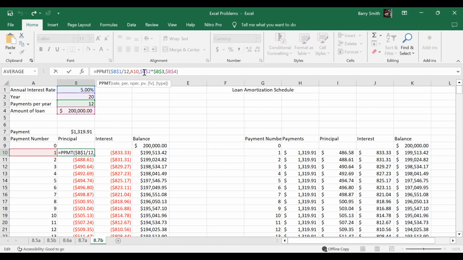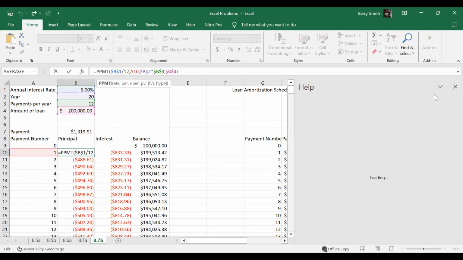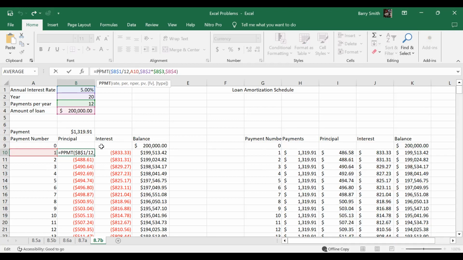And then B2, that's going to be the number of years. B3, that's the number of payments per year. And B4, that's how much our loan amount was. Okay, so that's how we get that one. Now, let's get out of there so we don't change it.